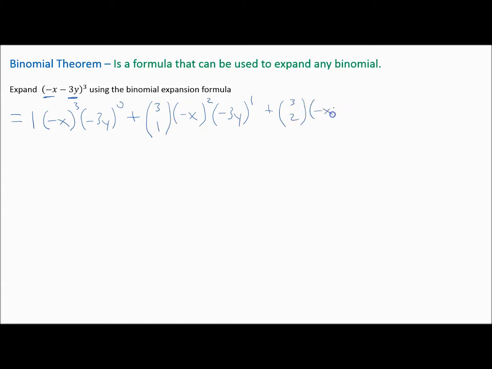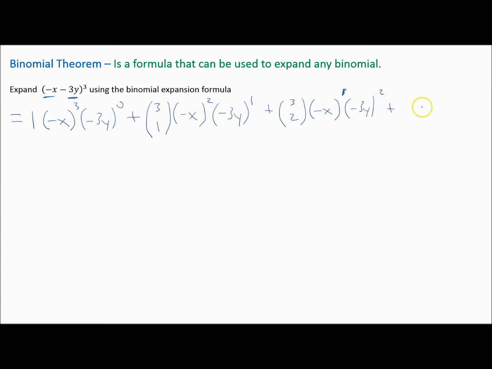Times the first term, negative x, it's counting down, sorry, to the first. So it's 3, then 2, then 1. And then my second term, negative 3y, is counting up on the exponents. It's a 1, now it's a 2.